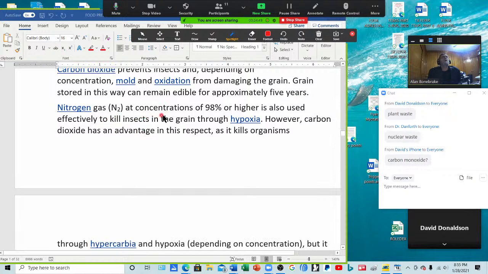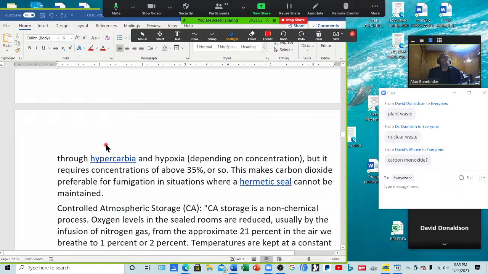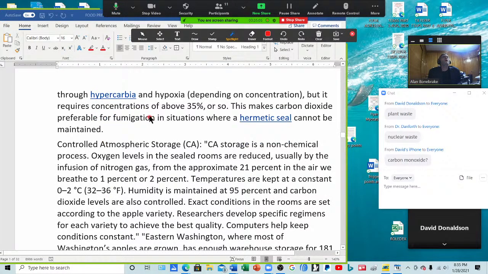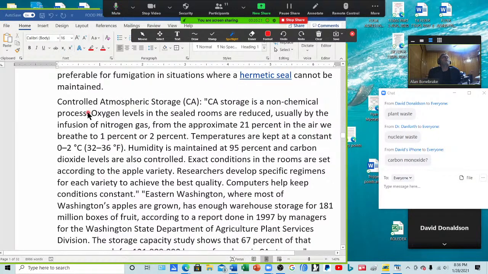Nitrogen gas at concentrations of 98% or higher is used to effectively kill insects in the grain through hypoxia. However, carbon dioxide has an advantage in this respect as it kills organisms through hypercarbia and hypoxia, depending on concentration, but it requires concentrations of above 35% or so. This makes carbon dioxide preferable for fumigation situations where a hermetic seal cannot be maintained.